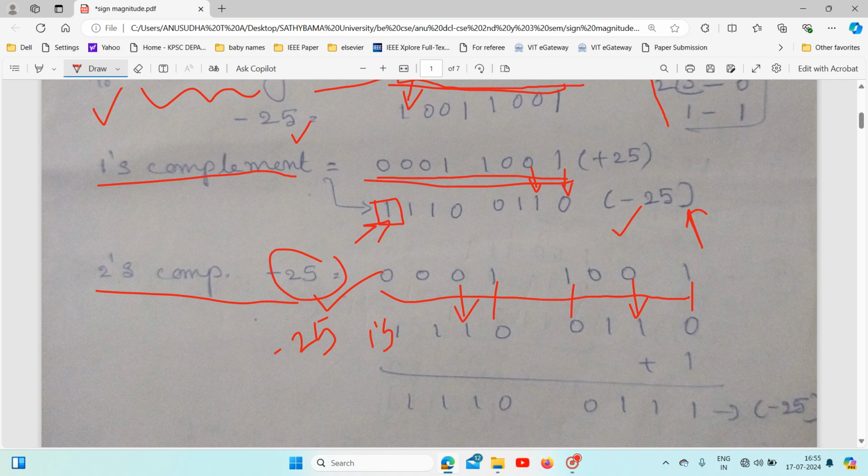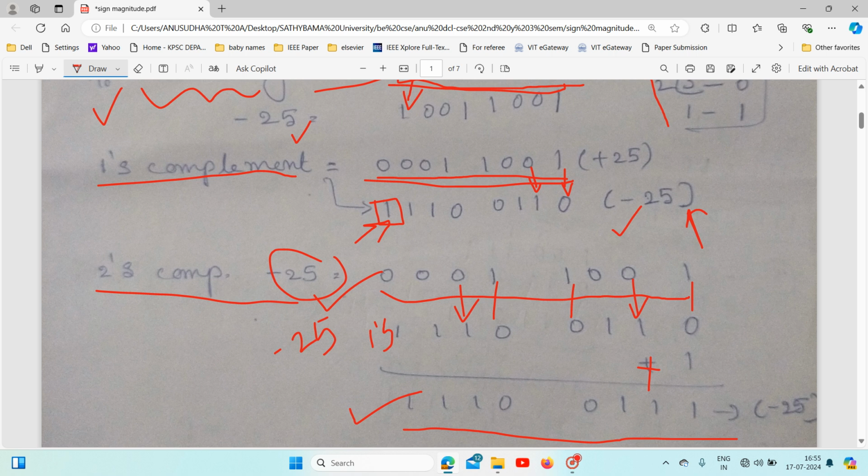It is the first step: you take the ones complement of the given positive number. Later, you add plus 1 to the result. Then it becomes minus 25. After adding 0 plus 1, it becomes 1, and the remaining bits you keep as they are. So now the result is minus 25. In this way, you can easily convert the given positive number to a negative number using the ones complement method and the twos complement method.